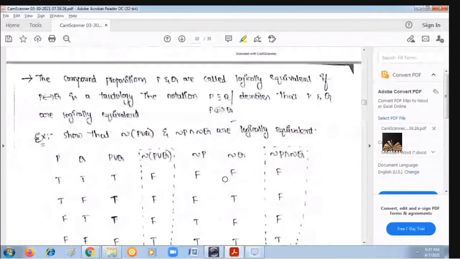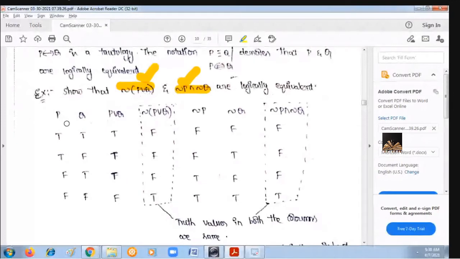Prove that negation of P or Q is equivalent to negation of P and negation Q. Constructing the truth table for first one, that is negation of P or Q. So take the two variables P and Q. Next calculate P or Q. Next calculate negation of P or Q. Similarly for the second, negation of P and negation Q.